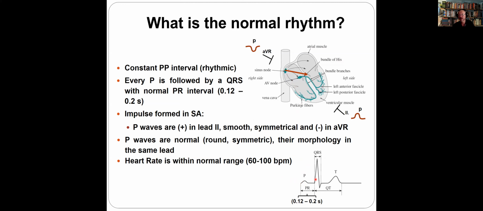Another thing, of course, is the heart rate, which should be in the normal range, between 60 and 100. If you have less than 60, that's not normal rhythm. If you have more than 100, it's not normal rhythm either. Of course, that is an arrhythmia called bradycardia or tachycardia. All right, now let's move on a little bit.